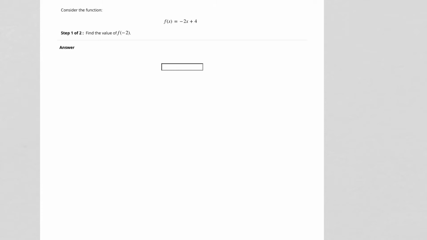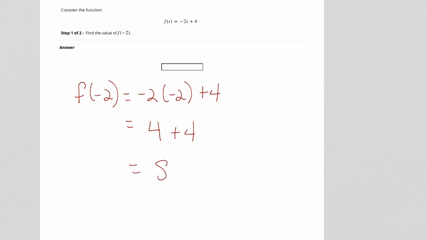Here we are evaluating a function again for a particular value. We have f of x equals -2x plus 4, and we are asked to find f of -2. F of -2 equals -2 times -2 plus 4. -2 times -2 is 4, plus 4 is 8. That gives me f of -2 equals 8.